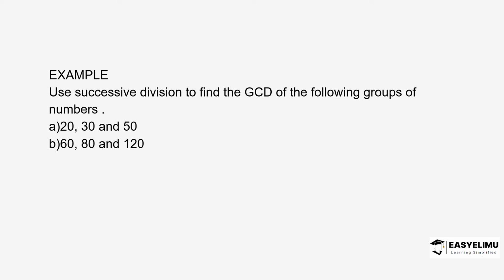So using successive division, find the GCD of the following groups of numbers. We will only attempt the second one, and maybe you can attempt the first one and post your responses in the comment section, and then you'll be able to give feedback accordingly. So I'll use successive division here. So we have 60, 80, and 120.